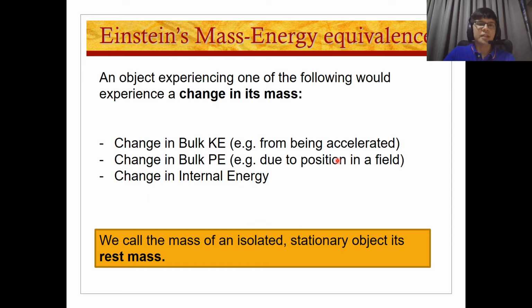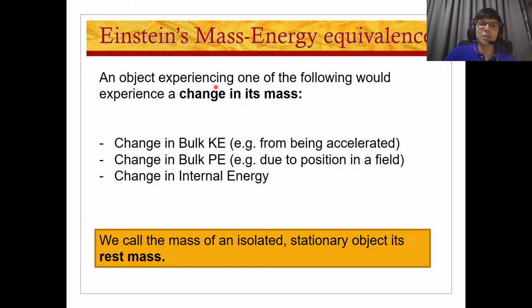Right? So in some specific cases, we can talk about how an object would change its mass. So an object experiencing one of these will experience a change in its mass. So first, if an object were to accelerate, it would gain KE. Now gaining KE would change its mass, because now it has an additional form of energy. Its total energy has increased. So by the mass energy equivalence, we would say that its total mass has increased as well. There are other factors that can give a body energy. For example, bulk potential energy, such as being in a gravitational or electric field, or increasing or decreasing a gas's internal energy.